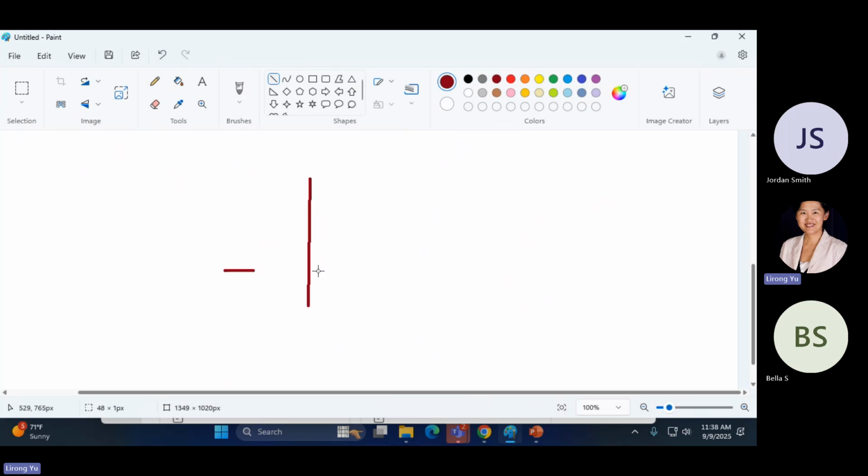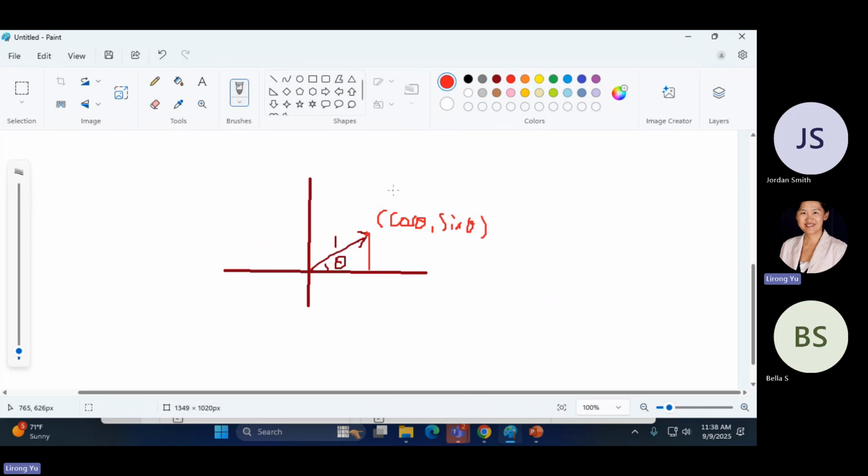So if you have a unit vector in 2 dimensions, this unit vector will have a magnitude equal to 1. And here is our theta. Then the x value of this vector is going to be cosine theta, and sine theta is going to be the y value. Suppose this is our unit tangent vector, then the unit normal vector is supposed to be perpendicular to it. So it goes like this.